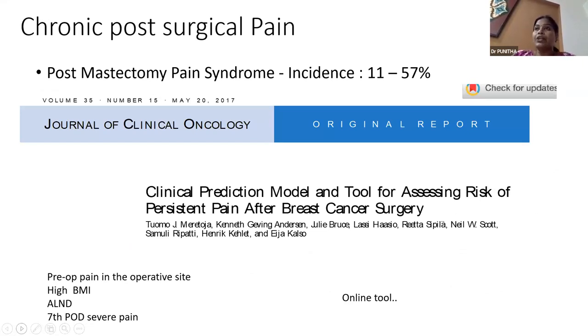So this is an online tool, and it has been validated in the Danish population and one more European population. However, this tool cannot be used in the preoperative period because we need the pain score on the 7th postoperative day. Next slide.